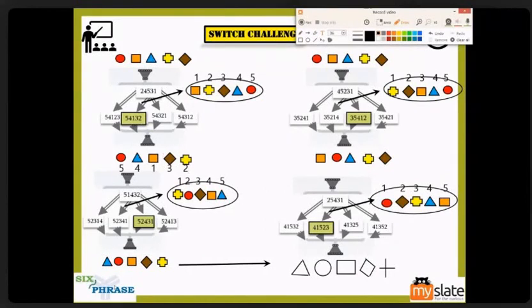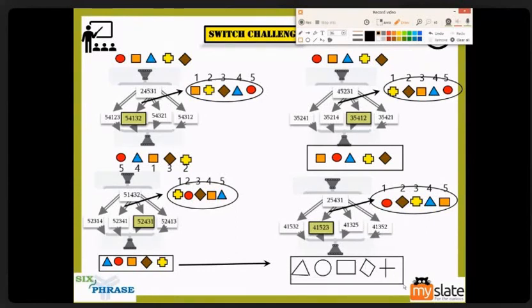So you apply the same method to this output, taking this as the input, and you will get 52431. Similarly, you apply the same method to this output, taking this as the input, and you will get 35412. Similarly, you apply to this output this input that you see here, circle, diamond, plus, triangle and square, right? If you apply that input, you will get 41523.